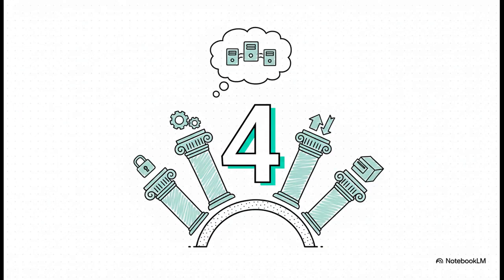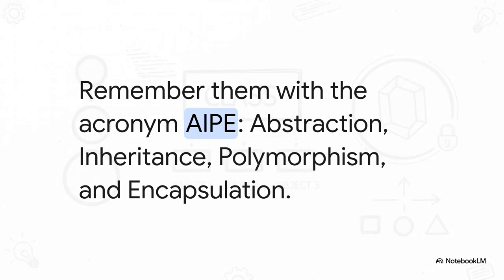Pretty simple, right? But the real power of OOP, the whole reason it's been a dominant force for decades, comes from four fundamental principles. You can think of them as the pillars that hold up this entire way of programming. Now, these four pillars have some pretty fancy-sounding names, but don't worry, there's a great little acronym to help us remember them. A-I-P-E, and that stands for abstraction, inheritance, polymorphism, and encapsulation. So let's break down what each of these actually means.